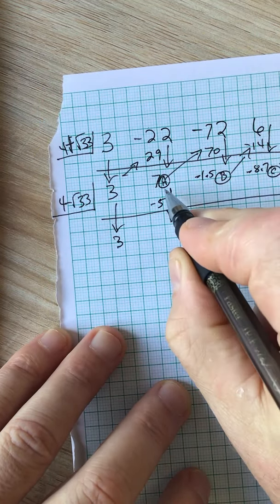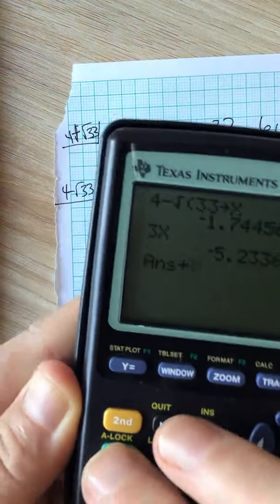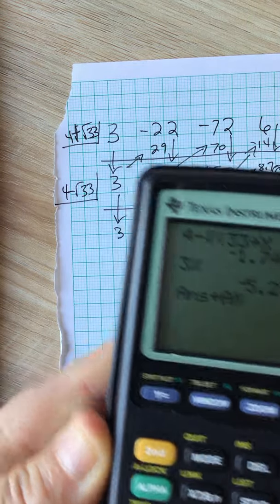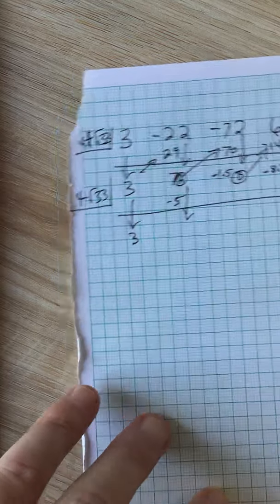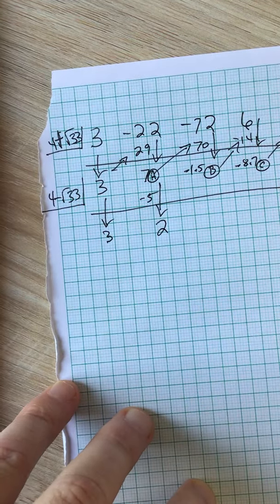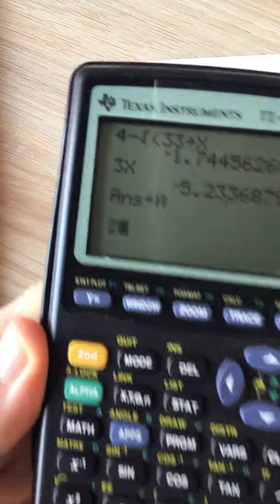Okay, now I need to add a to that. So negative 5, it's about 7, but it's exactly a. So I need to add a to that negative 5. And it's 2. Okay, now I need to take 2 times this x value. So 2 times x is about negative 3.